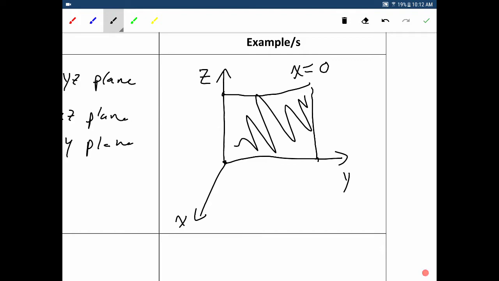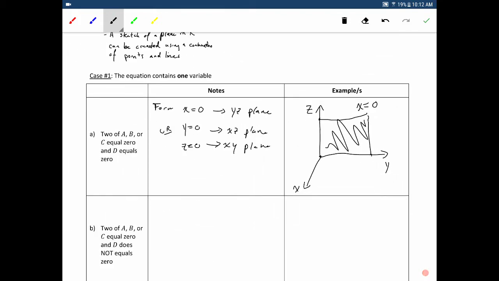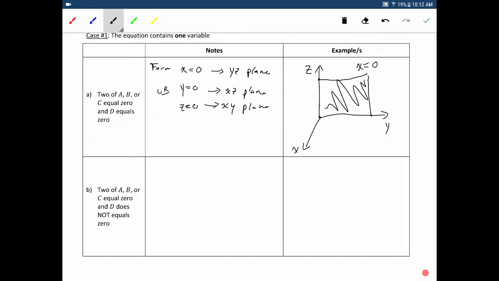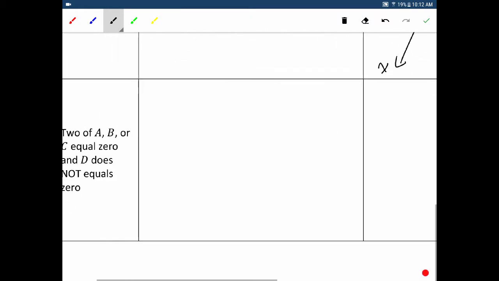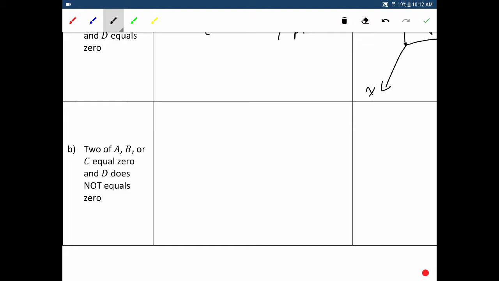You can do a little bit better because you'll be able to use a ruler, which I can't do on my tablet, but that's okay. As long as you get the idea there. Some of them are easier to draw than others. That one's kind of in the middle. But anyway, the next one, 2 of A, B, or C equals 0 again.